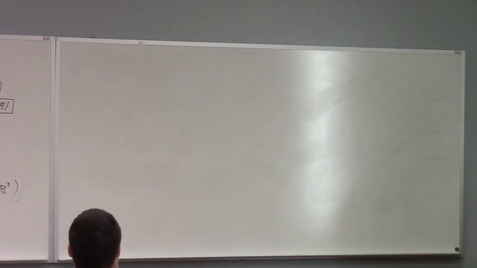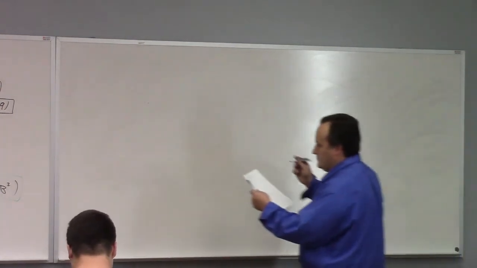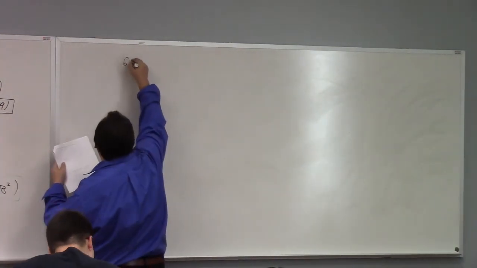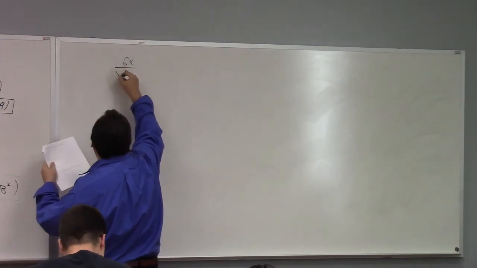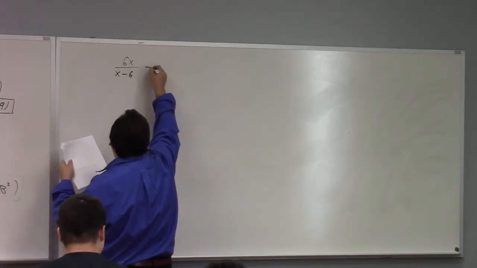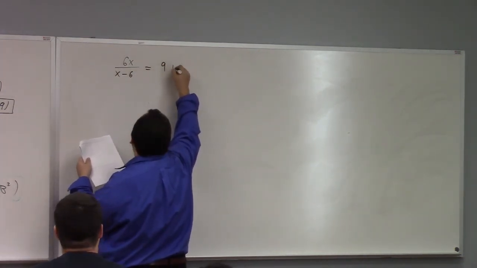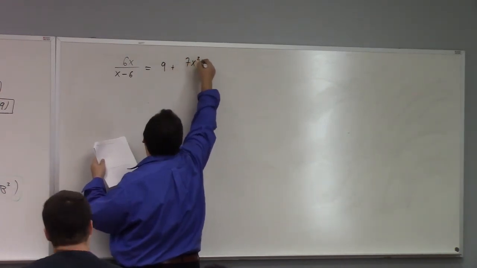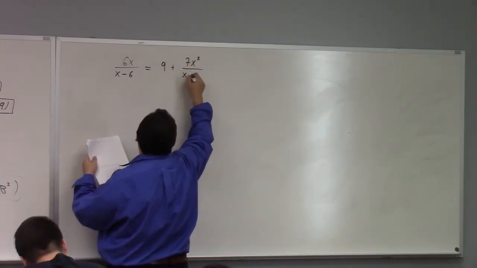Yeah. Which one? Well, it was. Or all of the above? Just A. A, okay. 6x over x minus 6 equals 9 plus 7x squared over x minus 6.